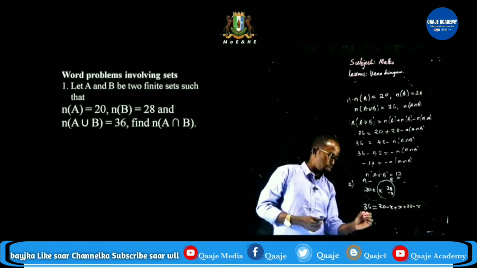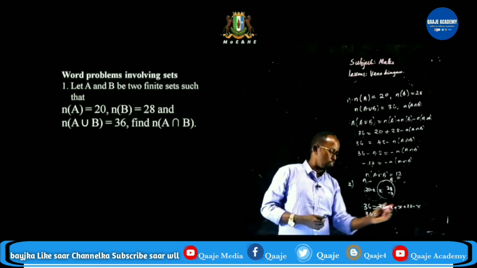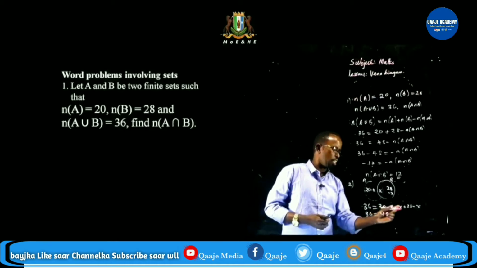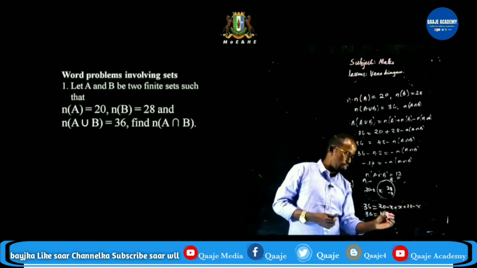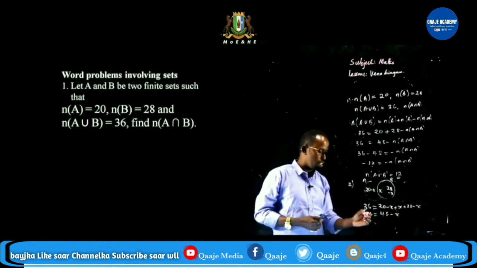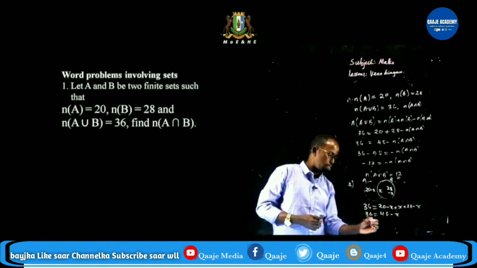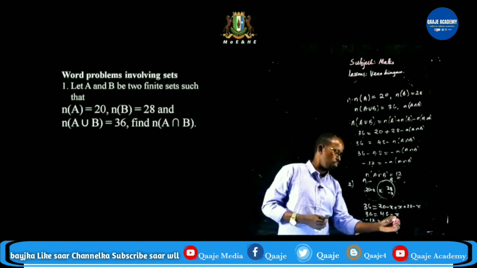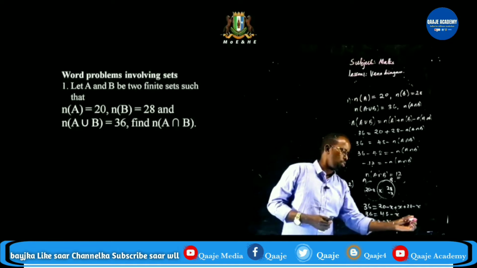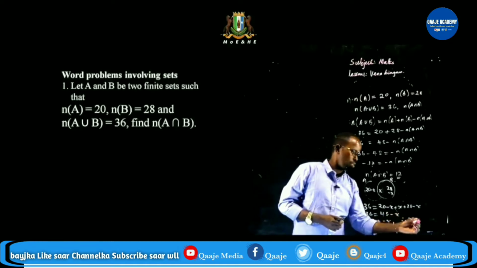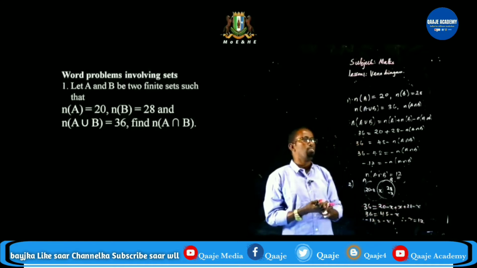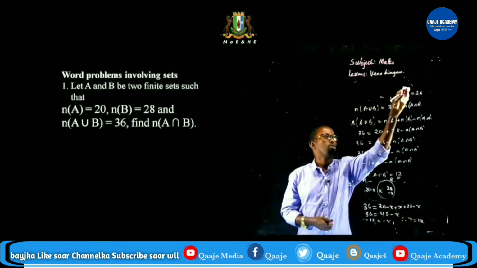So this will be equal to 36, that is 48, minus X plus X is 0, therefore you also have minus X. You transfer this one to the left, you get minus 12 is equal to minus X, therefore X is equal to 12. That is another way of answering that question.